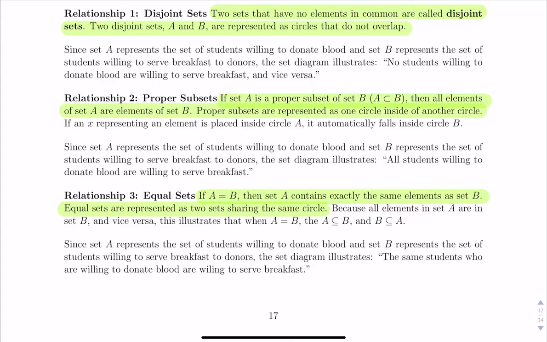And so since set A are people who are willing to donate and set B are willing to serve breakfast, the same students who are willing to donate blood are willing to serve breakfast. They are interchangeable.